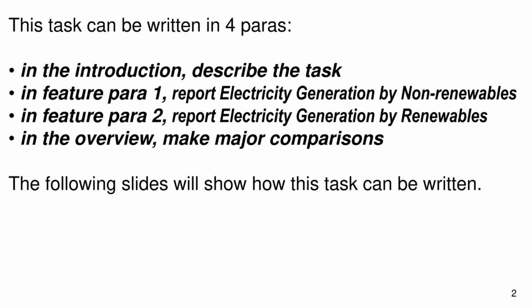This task can be written in 4 paras. In the introduction, describe the task. In feature para 1, report electricity generation by non-renewables. In feature para 2, report electricity generation by renewables. And in the overview, make major comparisons. The following slides will show how this task can be written.